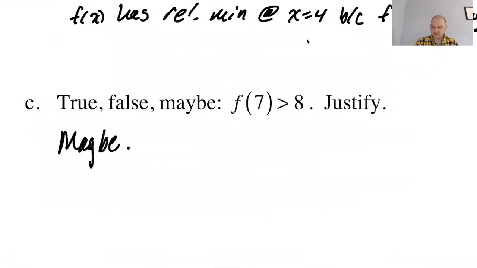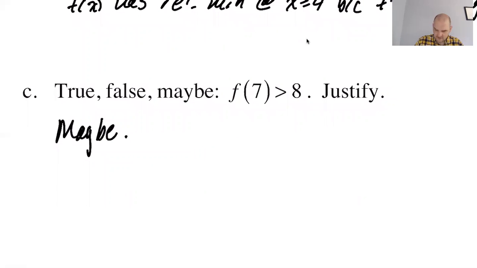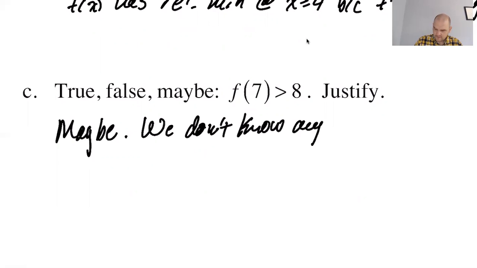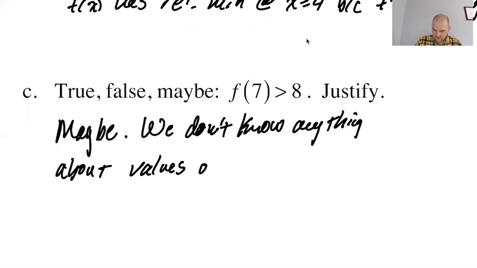So I think this question is trying to confuse you between f and f prime. F prime, I don't know how you would make an argument about that either, actually, in this case. Well, f prime of 7 is definitely 0. It's just in the table, but maybe. So we don't know anything about values of the function. All we know are things about the slope.